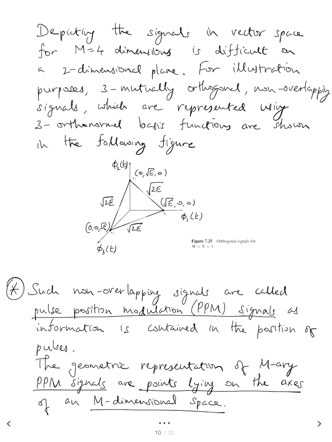Now, we talked about these signals as simply non-overlapping signals, but these are a specific kind of signals called pulse position modulated signals, or PPM signals, because the information that we want to convey is contained in the position of the pulse.